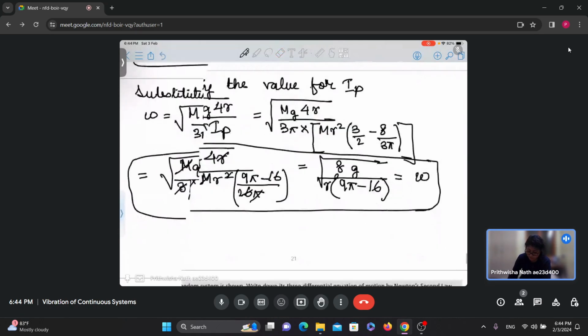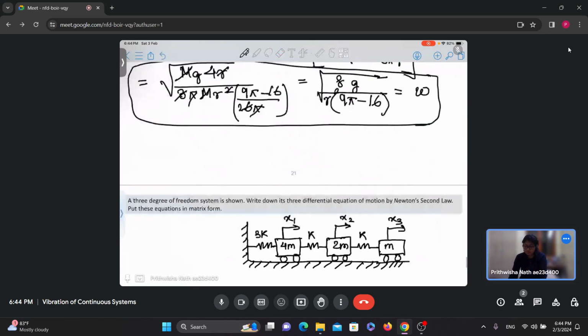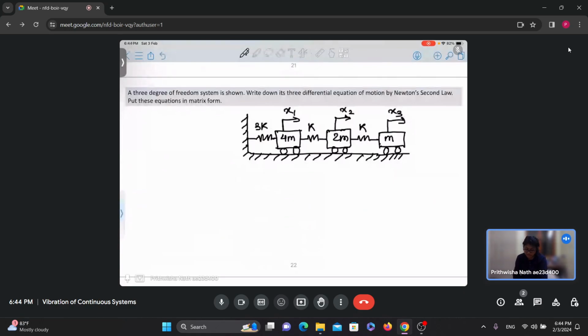Now the next problem. A 3-degree of freedom system is shown. This is a 3 degrees of freedom system, as you can see from the figure. What we have to do is write down its differential equation of motion by using Newton's second law. And finally what we need to do is put it in matrix form. So first what I need to do is draw the free body diagram.